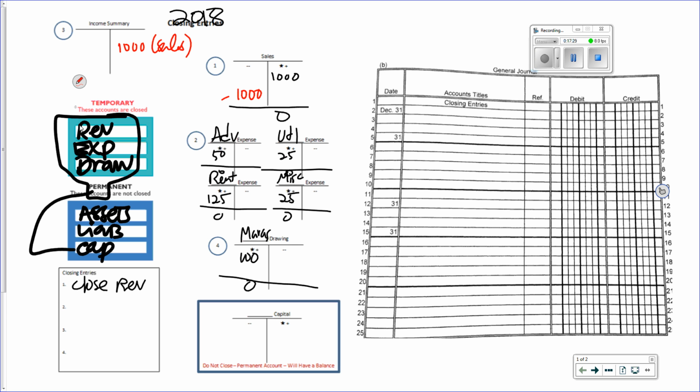I have a debit, I have a credit. Let's journalize. I'm not going to switch pen colors because it's going to be annoying. So I had a debit of $1,000 and I had a credit of $1,000. My debit was to sales. My credit was to income summary.